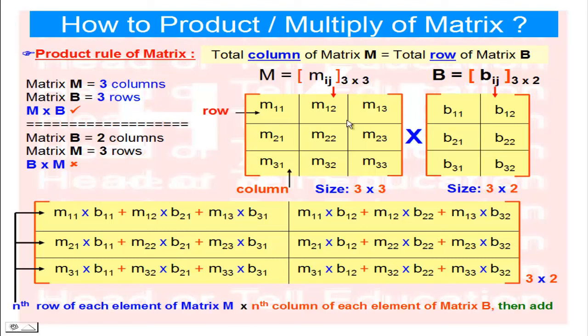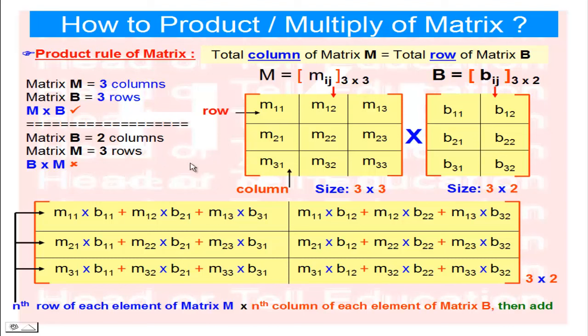Now, is the reverse possible, like B multiplied by M? We again check the rule. Matrix B has 2 columns and matrix M has 3 rows, so this time the columns and rows are not equal, so B multiplied by M is not possible according to the rule.